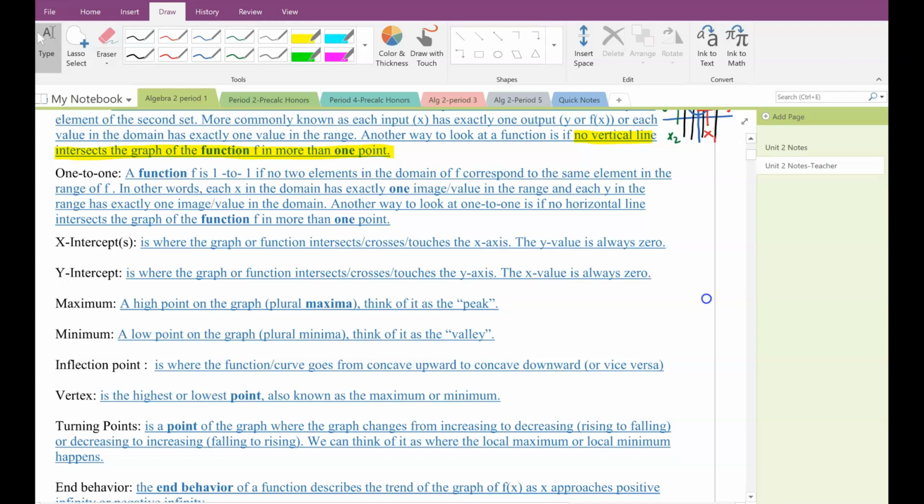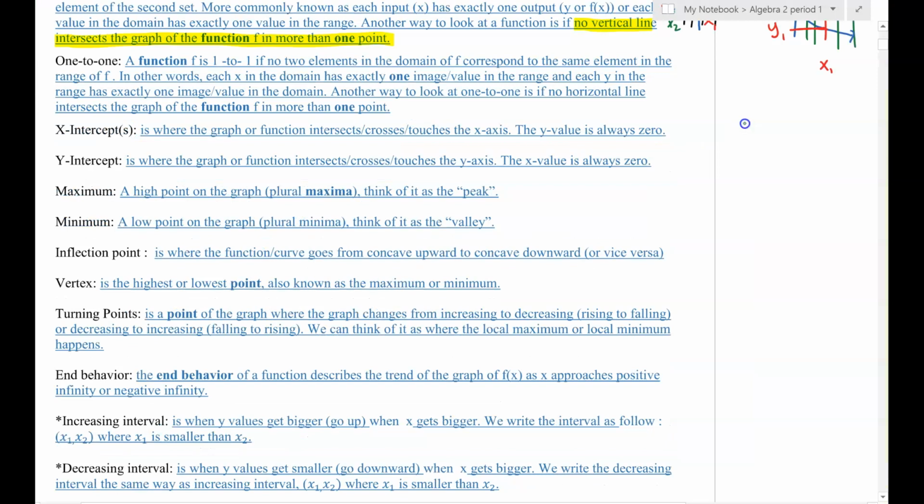A function f is one-to-one if no two elements in the domain of f correspond to the same element in the range of f. In other words, exactly, each x in the domain has exactly one image or one value in the range, and each y in the range has exactly one image or one value in the domain. Another way to look at one-to-one is if no horizontal line intersects the graph of the function f in more than one point.